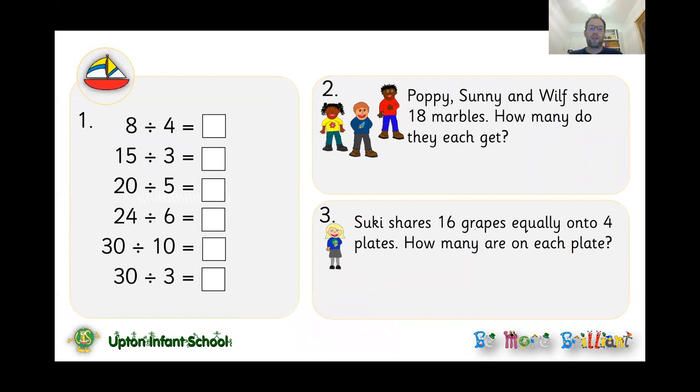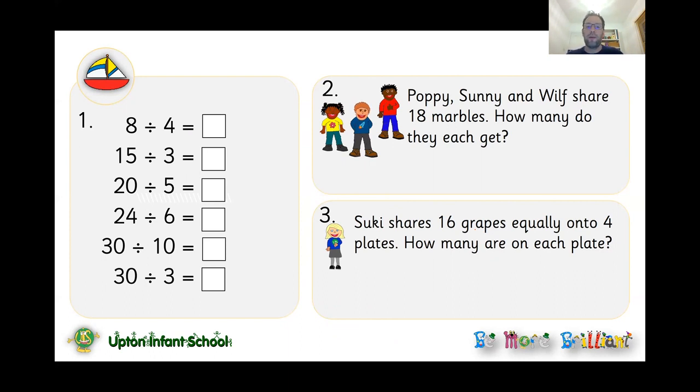On to our next challenge. Now here we are dividing into different equal groups. So we've got 8 divided by 4, 15 divided by 3, 20 divided by 5, 24 divided by 6, 30 divided by 10, and 30 divided by 3. And then we've got a couple of questions for you.